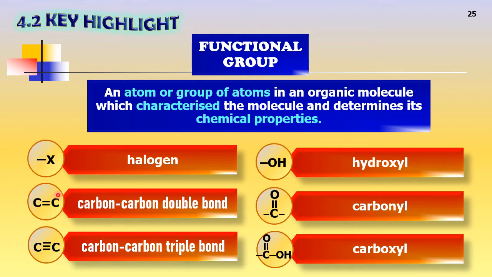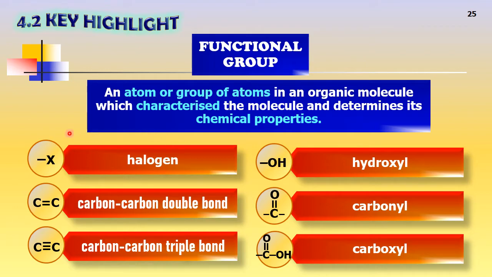When we see carbon-carbon double bond in a compound, we know the compound is an alkene. When we see OH present in a compound, then that compound is typical of an alcohol. When we see COOH, we know that the compound is a carboxylic acid. So functional group actually characterize the molecule. And functional group is also the site of reaction.